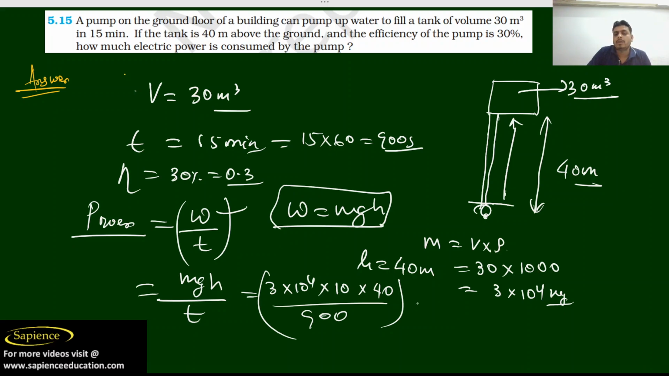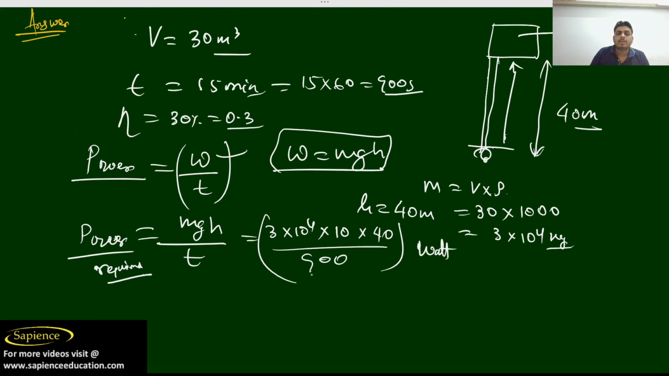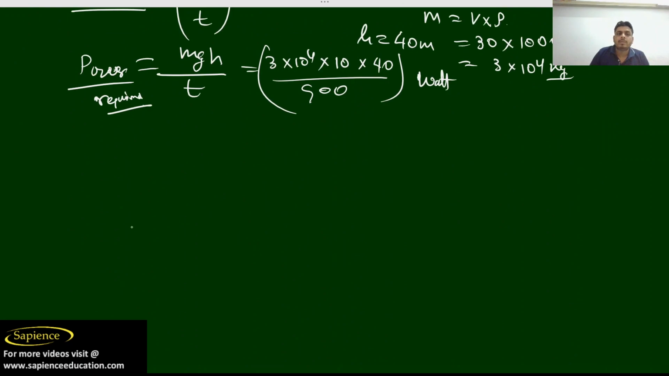So I hope you have got the power. This is the power required. This is not the power of the pump, this is the power requirement. Minimum power is required. But here they have told that the pump has only efficiency of 30%. So what is the power of the pump?